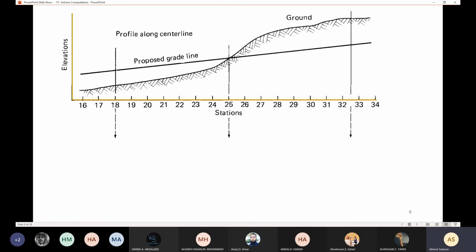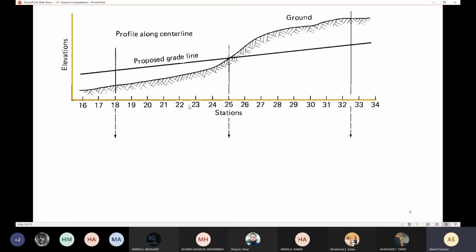So here we can see the profile for that road. Here we have a number of stations across the profile. We have 16, 17, and so on. And here we have the elevation. So through the work of leveling, we'll be able to provide this profile. We know the levels. So the natural or existing level looks like that. And the road that is going to be constructed is going to be like that here. Here we have the proposed grade line. So the road is going to be constructed on this grade line.